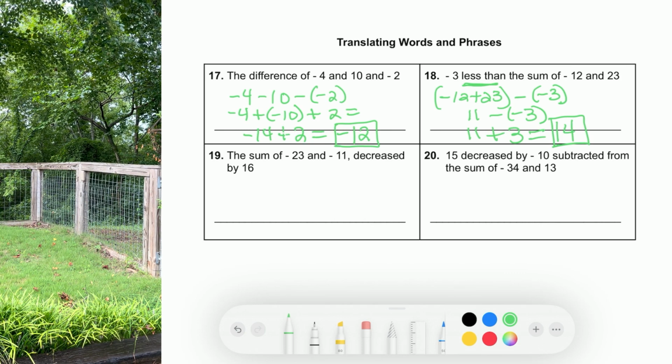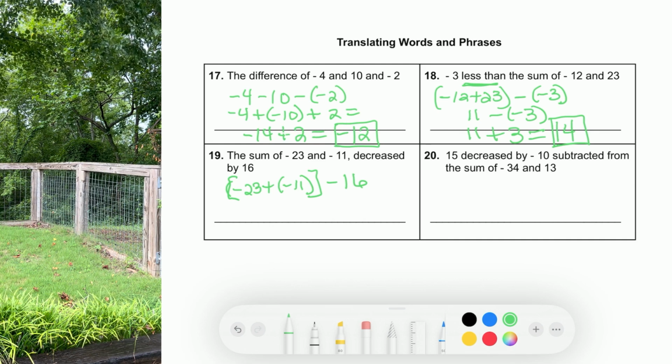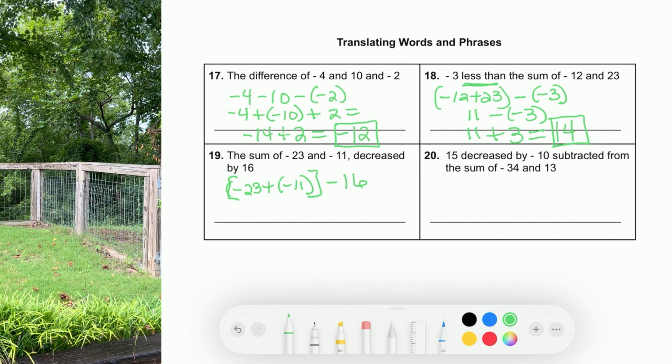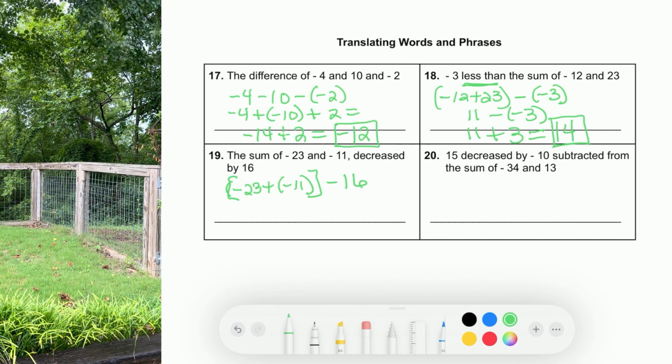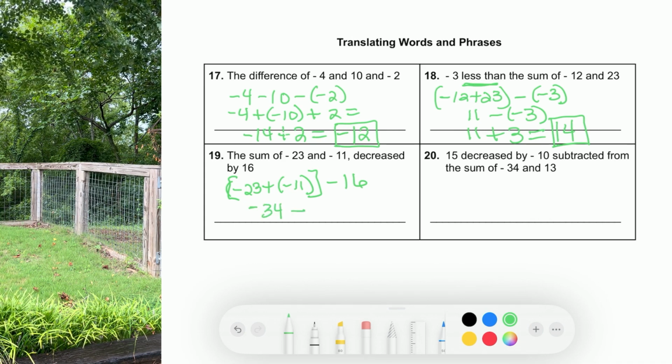Okay. All right, let's look at number 19. The sum of negative 23 and negative 11, comma. So that tells me I'm going to have that in parentheses. Negative 23 plus negative 11 decreased by 16, minus 16. All right, so we have negative 23 plus negative 11. They're the same, so I'm going to actually add them. So that's 34 and keep the sign, so negative 34. Bring down the minus 16.